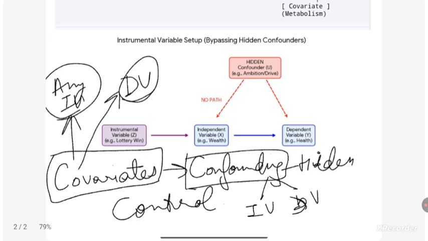So in case you want to say that all confounders are covariates, you are correct. All confounders are covariates. But all covariates are not confounders, because in order to be a confounder, the covariate has to affect both the independent and the dependent variable, right?